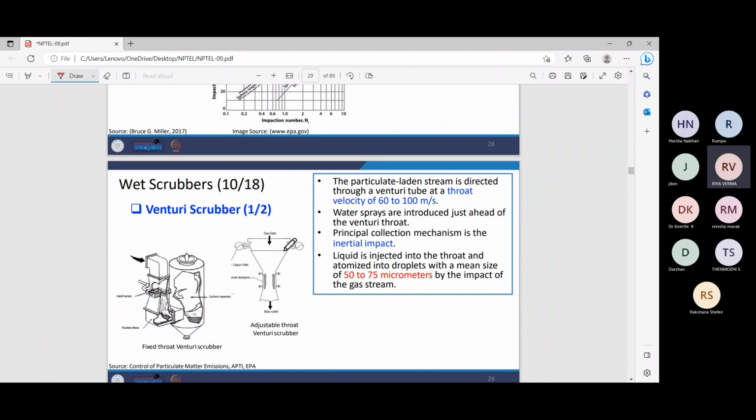Now we have Venturi scrubbers. This is in the shape of your Venturi meter, if you have seen it in your fluid labs. A particulate-laden stream is directed through a Venturi tube at a throat velocity of about 60 to 100 meters per second. This is your inlet chamber. Then water sprays are introduced just ahead of the Venturi throat. This is your liquid inlet. These are your liquid inlets. From this point only, the water sprays are introduced.